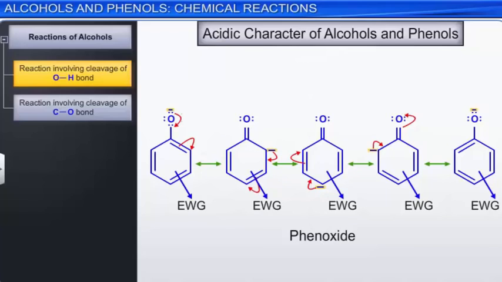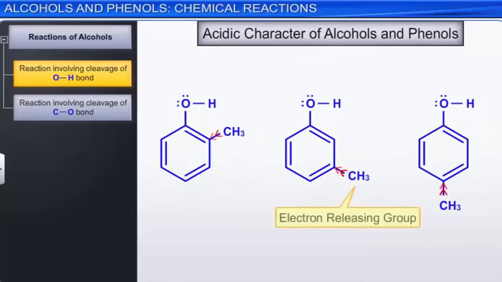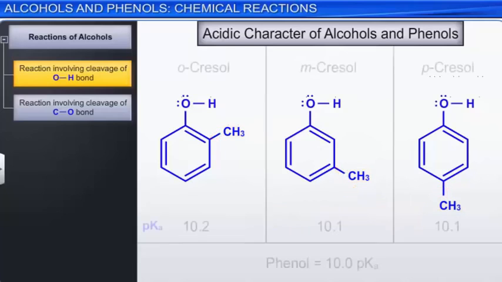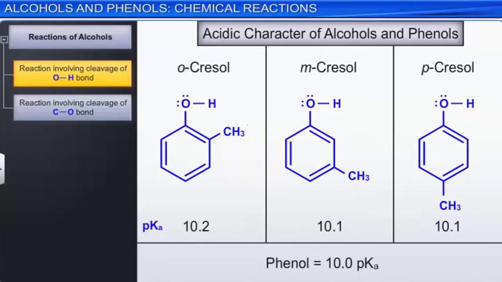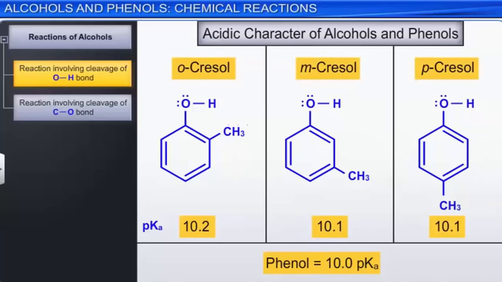Conversely, the presence of electron-releasing groups, such as alkyl groups on the benzene ring, results in weaker acids for substituted phenols. For example, compare the pKa values of phenol and cresol. Phenol has a lower pKa value than cresol, reflecting that phenol is the stronger acid of the two. Remember that pKa values use a logarithmic scale.